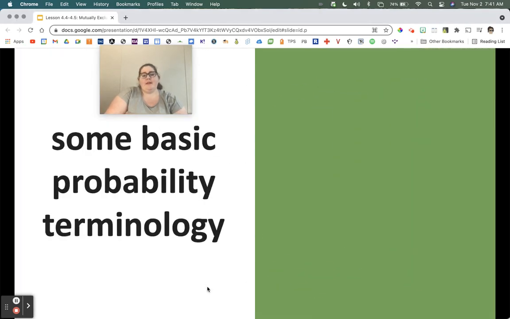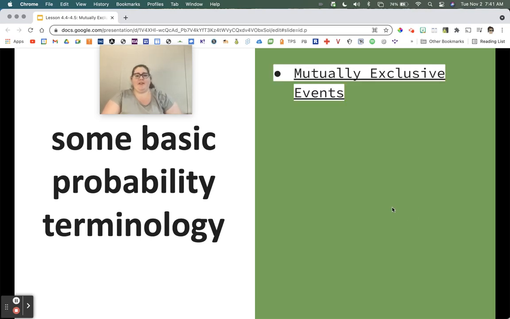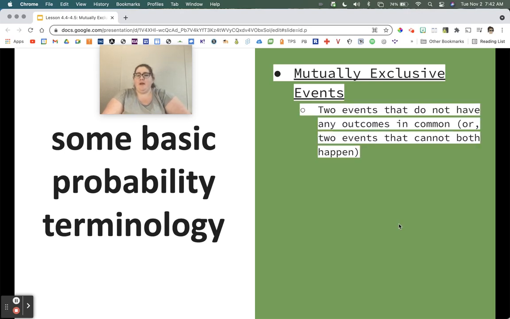Now I want to look at some basic probability terminology, some words that we use to represent different things. So firstly, let's talk about mutually exclusive events because that was in the title of today's lesson. Mutually exclusive means that the two events do not have any outcomes in common. Or basically, we're saying that the two events cannot both happen. It's impossible for them to happen simultaneously. There's no overlap. Nothing is happening in between them.